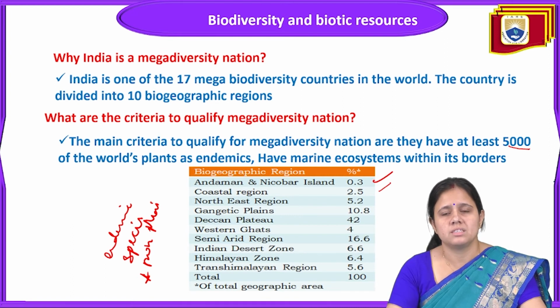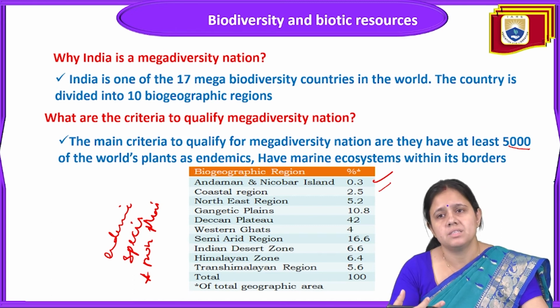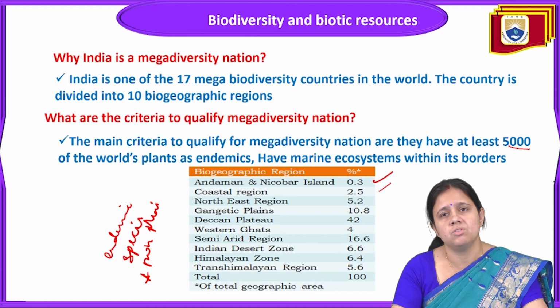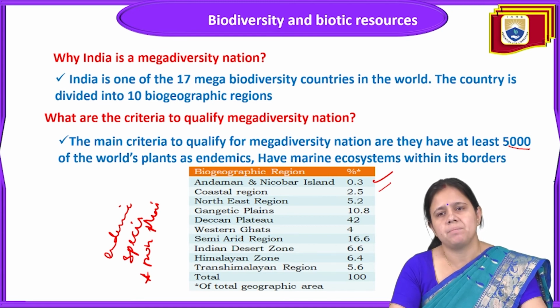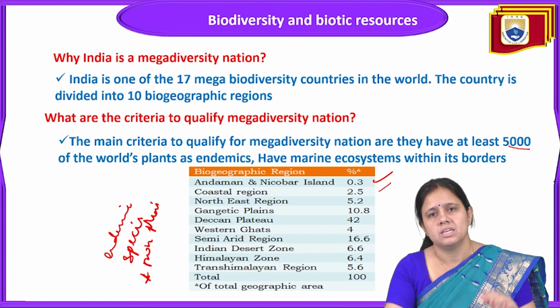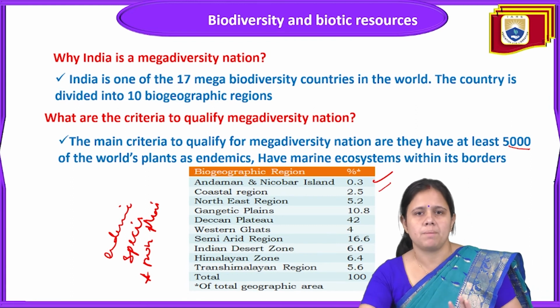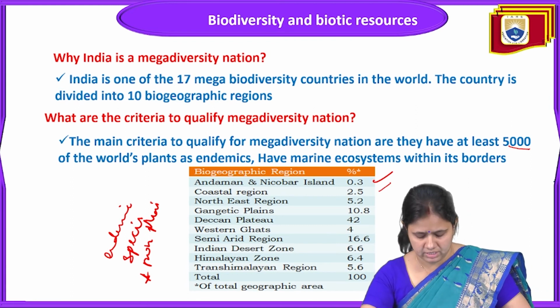So these are the 10 biogeographical regions of India. That's why Indian biodiversity is a very rich biodiversity, because of this kind of variation. Means in only a single country you will find 10 biogeographical zones. Means every type of climate is there, and many different zones are there, and they have their own marine ecosystem within their boundaries. That's why India is coming under the category of mega biodiversity nation.